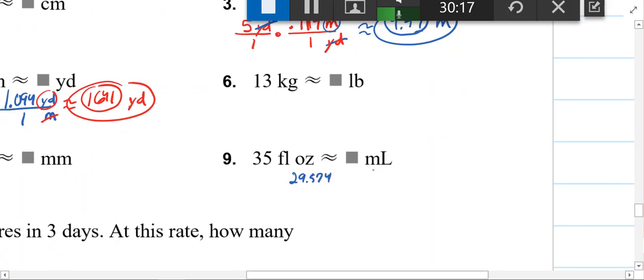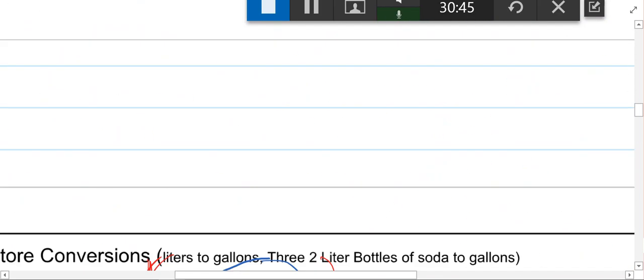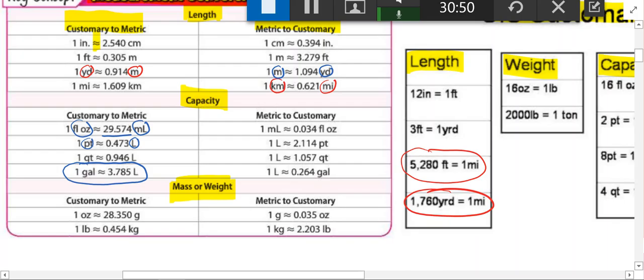But what was that? Was that milliliters or ounces? See, I can't remember. So I'll have to go back up. This is fluid ounces over 1. And I think that's milliliters. And this is fluid ounces here. I got to check. I don't remember. You guys probably all do remember. You guys got young minds. So, yep, milliliters. Okay.